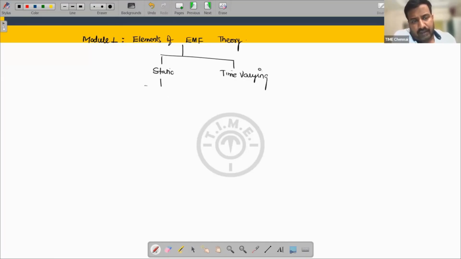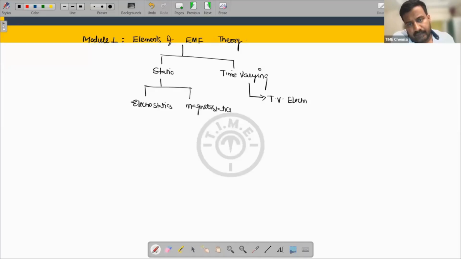In static field theory, we see electrostatics and magnetostatics. In time varying field theory, we see about time varying electric field and time varying magnetic field.